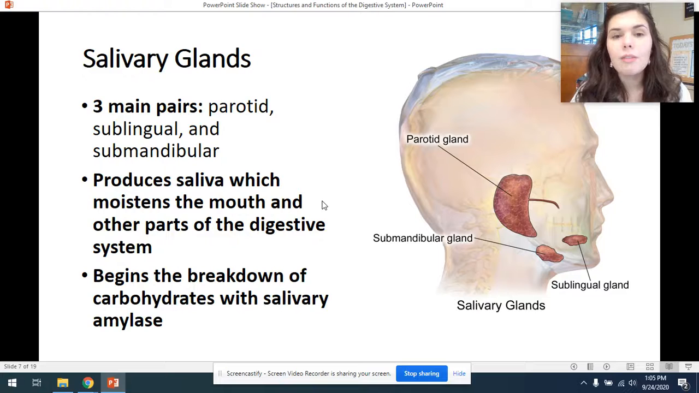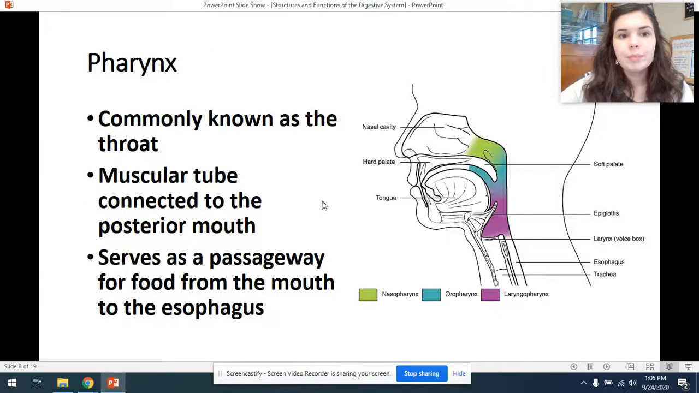These help produce saliva, which helps to moisten the mouth and aids in other parts of the digestive system. And they begin that breakdown of carbohydrates with salivary amylase, which again, we're going to talk more about in tomorrow's lab that we're going to do together.